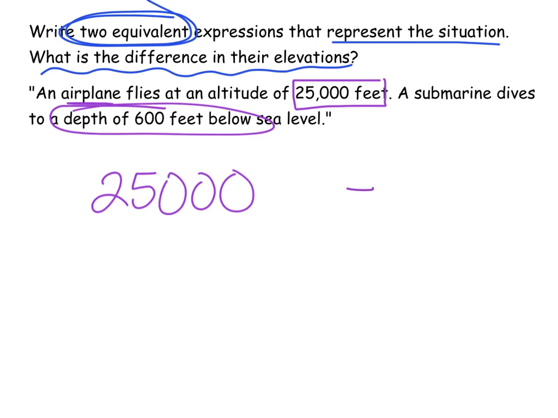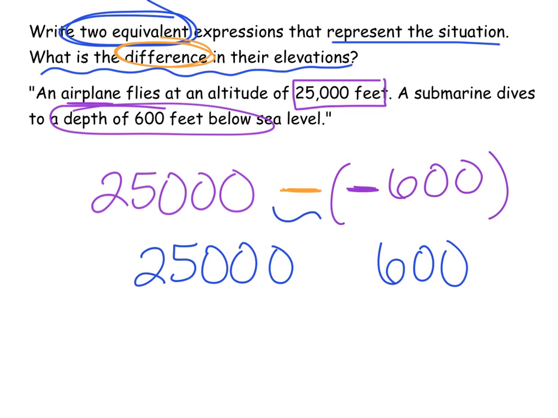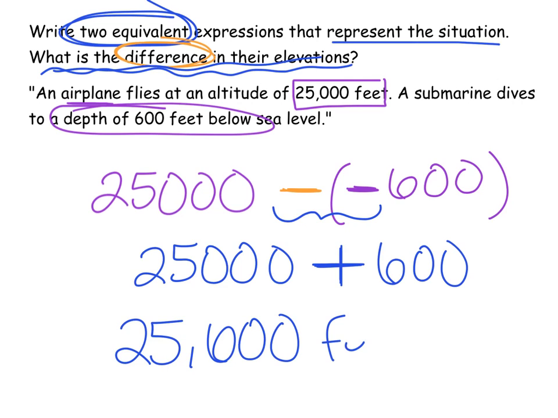So we also have 600 feet below sea level, which implies it's going to be negative. We want to find the difference in their elevation. Difference is subtraction. So right here, we have one expression. Our other expression could be 25,000, and we're going to have 600 still. But remember, when we see minus a negative, we discovered it was the same thing as adding. So we have 25,000 plus 600. The difference in their elevation is 25,600 feet.